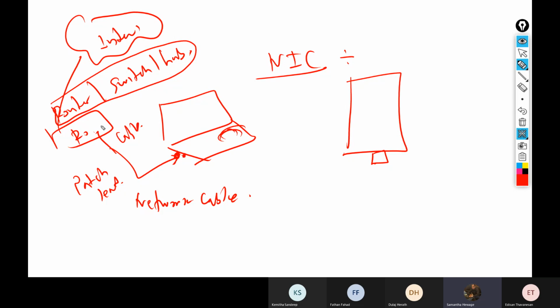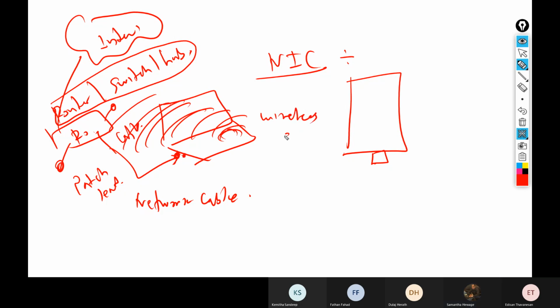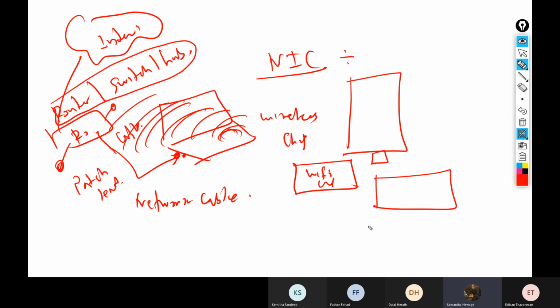Nowadays we have Wi-Fi. If your router has a Wi-Fi antenna, our signal comes through and goes like that. So the Wi-Fi also works. We have a wireless card, a small wireless chip that is called the Wi-Fi card. Right? This is the Wi-Fi card, and we have a network card as well. That is for the wired connection.